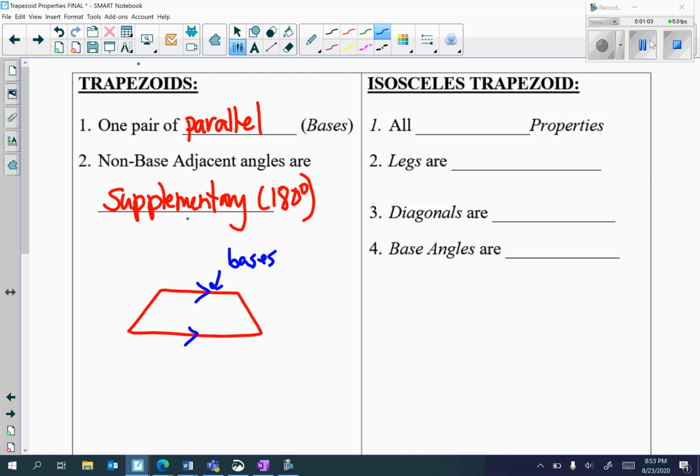Next, we have an isosceles trapezoid. An isosceles trapezoid has all the trapezoid properties, plus, the legs are congruent, the diagonals are congruent, and the base angles are congruent.